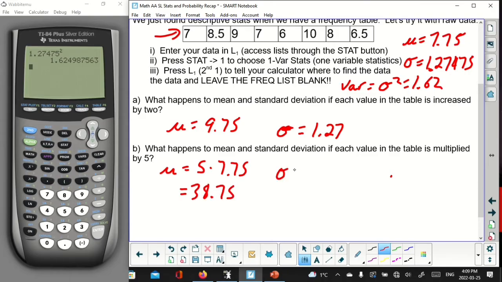And it's also going to multiply your spread, or your standard deviation, by 5. And this is why I'm keeping some extra numbers here. When I multiply by 5, I'm going to get 6.37. Might have had a little bit of a rounding error if I hadn't kept 3 sig figs. Not a big deal, though, either way. So adding numbers to the data affects the mean, but it does not affect the standard deviation. Multiplying affects both the mean and the standard deviation.